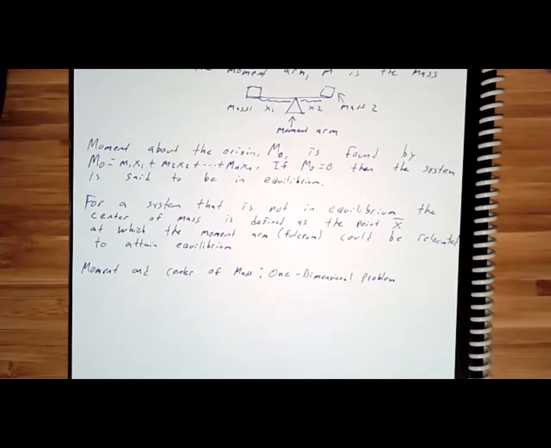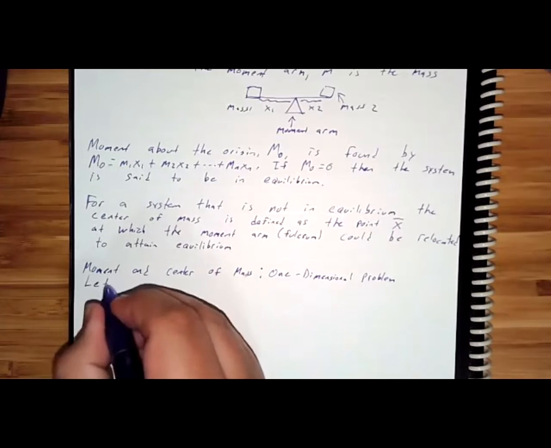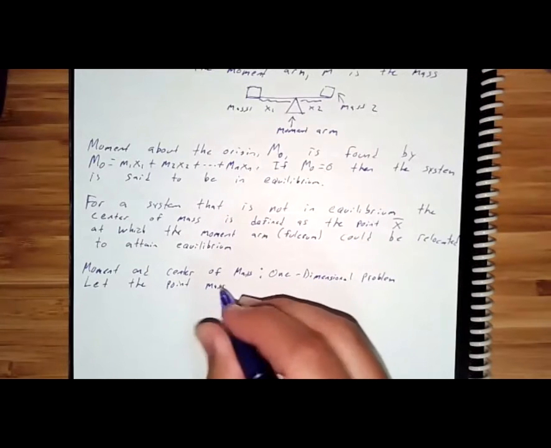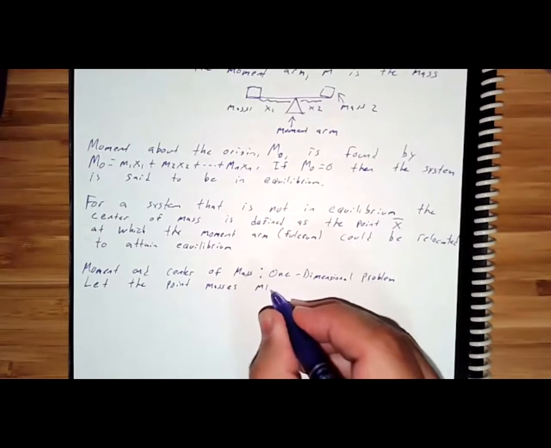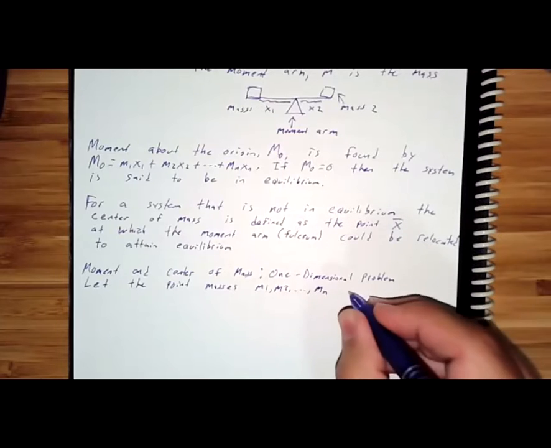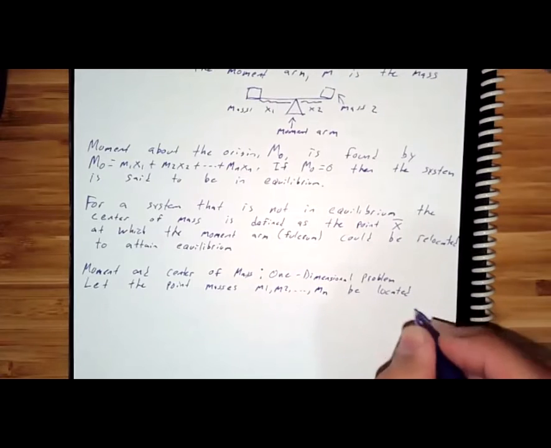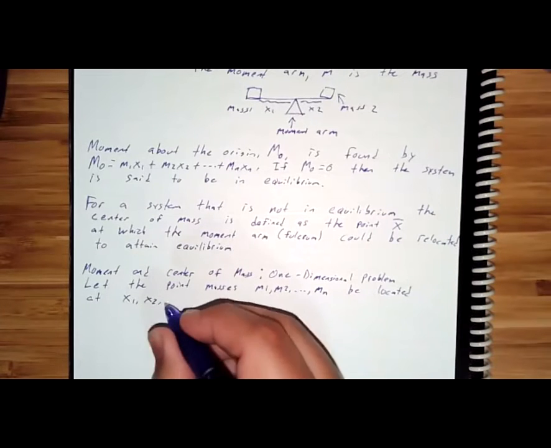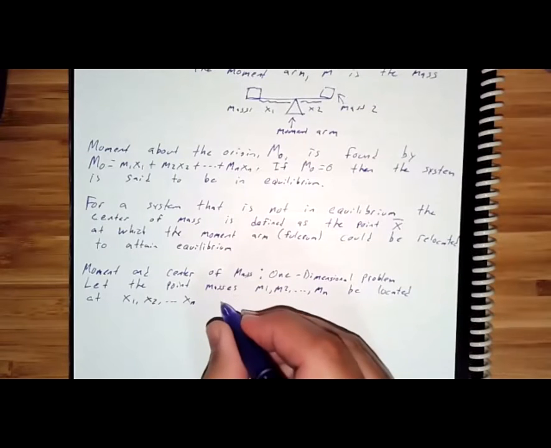Okay, so where is my formula? So let the point masses M1, M2, all the way to Mn be located at x1, x2, all the way till xn, respectively.